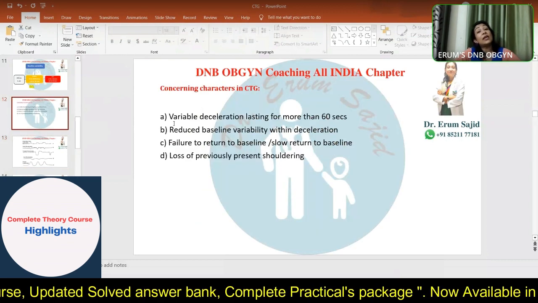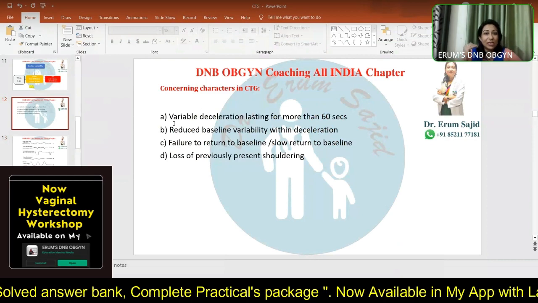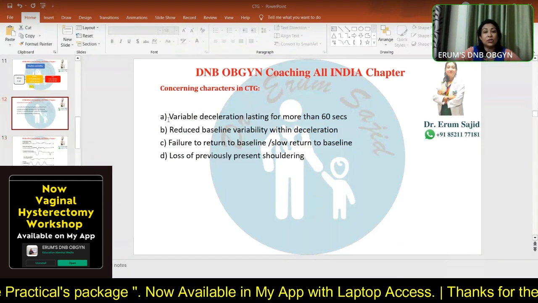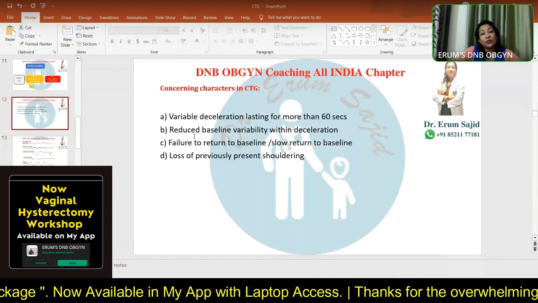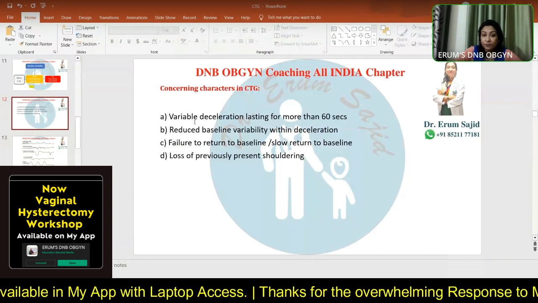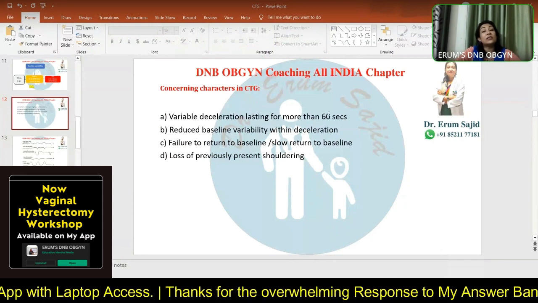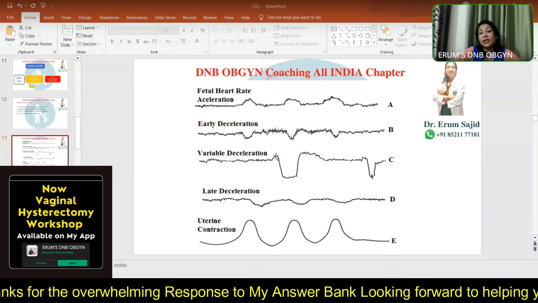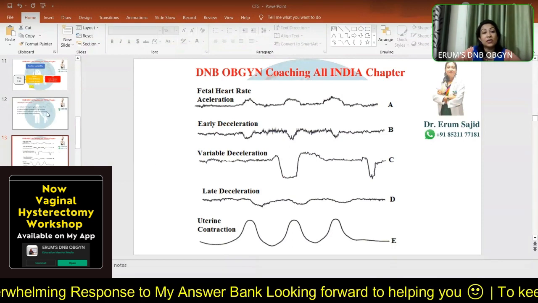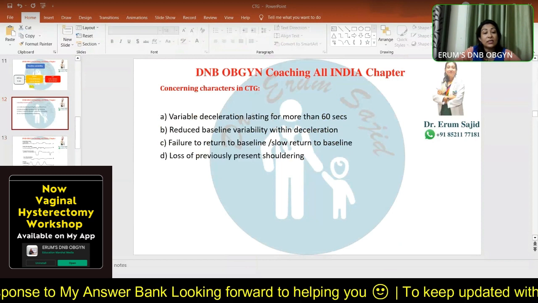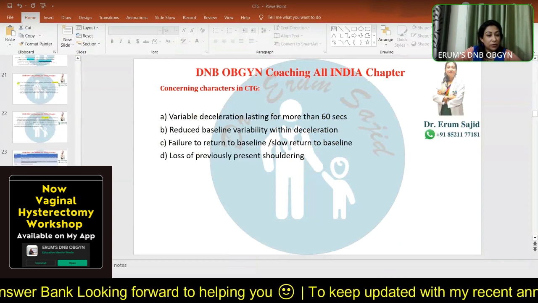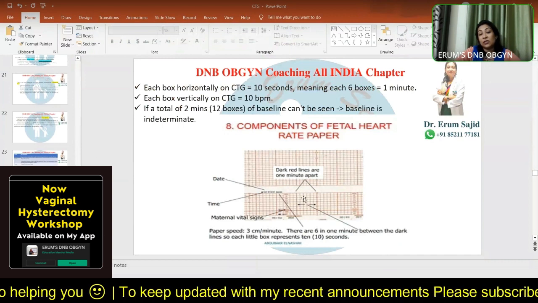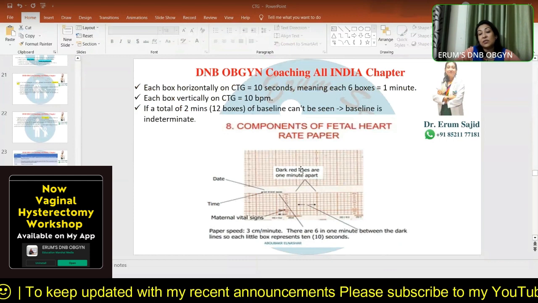Now, there are certain concerning characteristics in these decelerations. Whenever decelerations come, you have to look for a particular set of variables in the deceleration, whether they have any concerning characteristics. One concerning characteristic is any deceleration lasting for 60 seconds or more. Suppose this is a deceleration; if you take the entire length of it, 60 seconds, 1 minute, on the CTG paper, I have a CTG paper over here, this entire 1 minute, the entire time this deceleration was there.